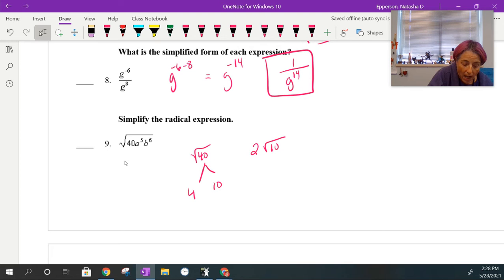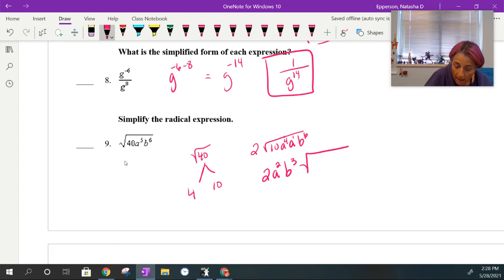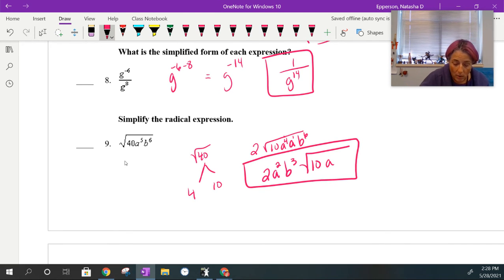I'm going to break up the 5. So that's a to the 1 power, because I'm making it a perfect square, so it's divisible by 2. A to the 1, and then b to the 6. So I can't take out the 10. The 10 is going to stay there. So this becomes 2a, 4 divided by 2 is squared, b, and then b, 6 divided by 2 is 3, so that becomes b to the 3rd. Then left inside the radical is 10a. That's it. That's all you have left.